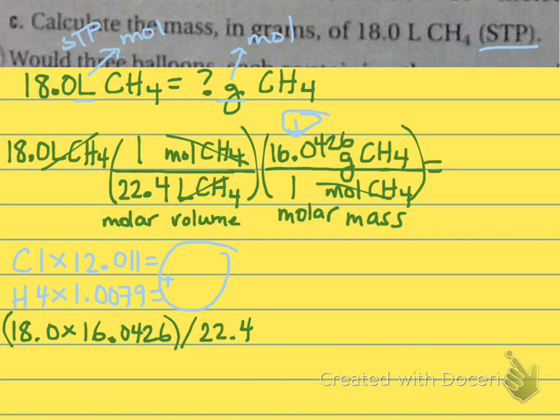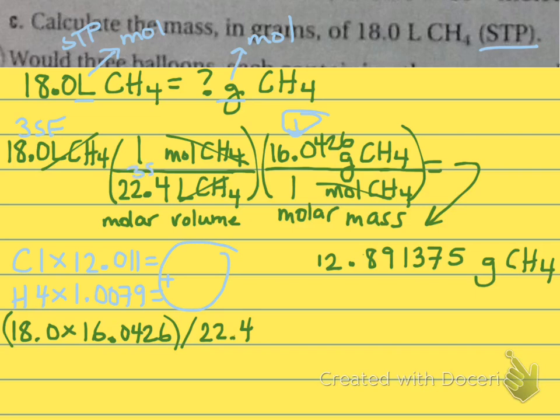And again, my calculator gives me 12.891375 grams of methane. Now, in terms of significant figures, I have 3 sig figs here, 3 sig figs here, and I have 1, 2, 3, 4, 5, I did have 6 sig figs here. So my answer can only have 3 significant figures. To rewrite my answer with 3 significant figures, it's 12.9 grams of methane.